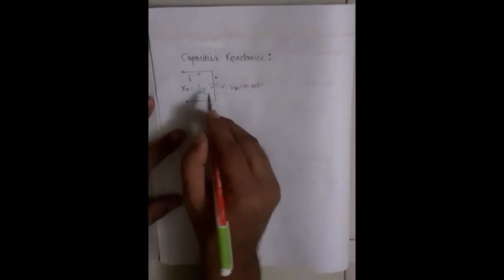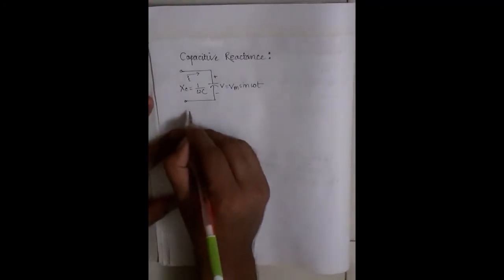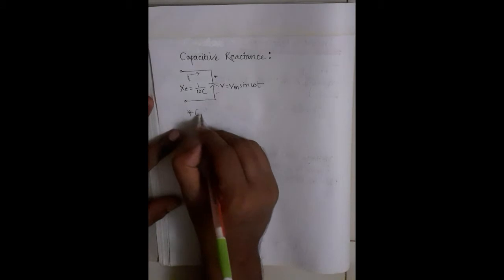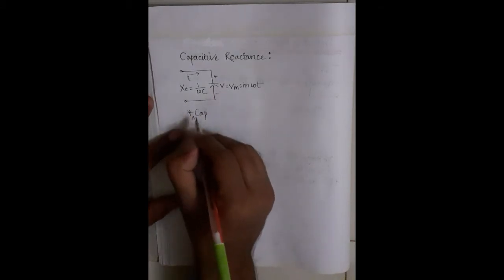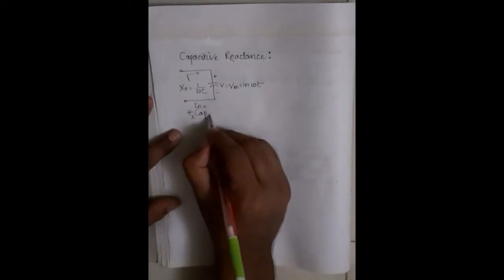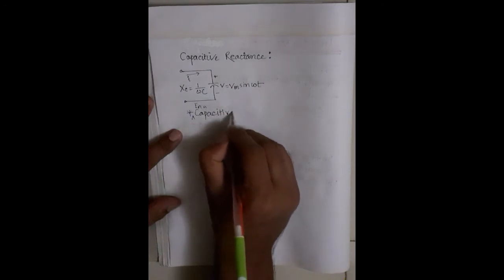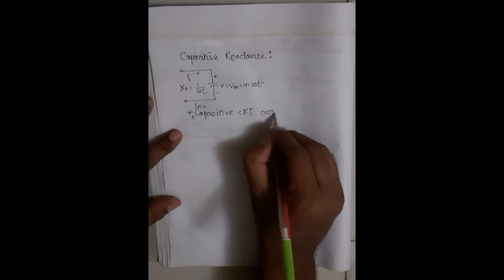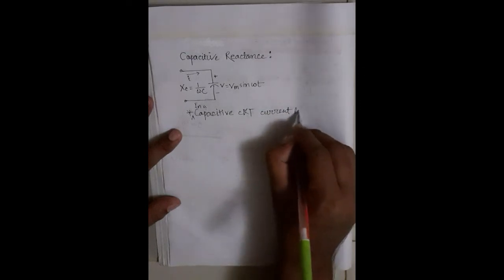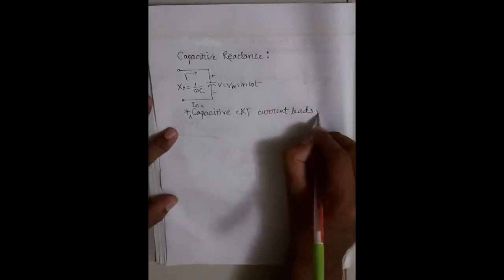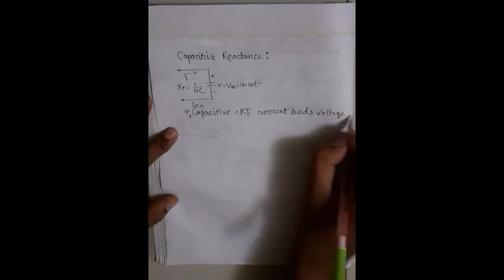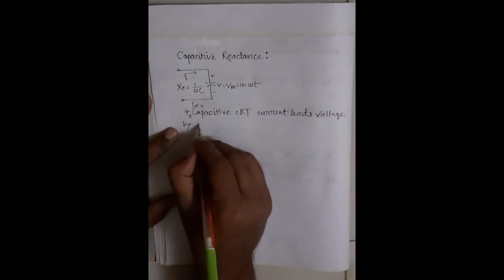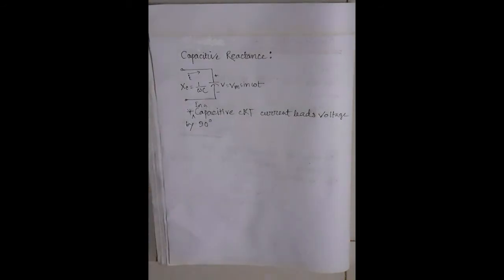So let me write this down. This is an important point. In a capacitive circuit, current leads voltage by 90 degrees, isn't it? Current leads voltage by 90 degrees. This is what you need to remember.